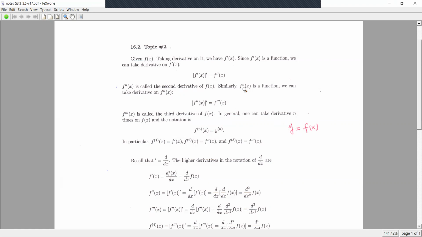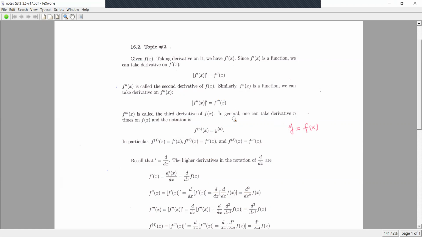Similarly, f double prime of x is a function. We can take derivative on it, and the notation is f triple prime. F triple prime is called the third derivative of the original function f.